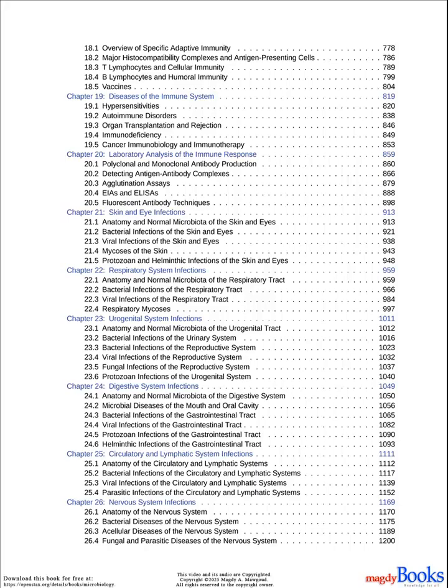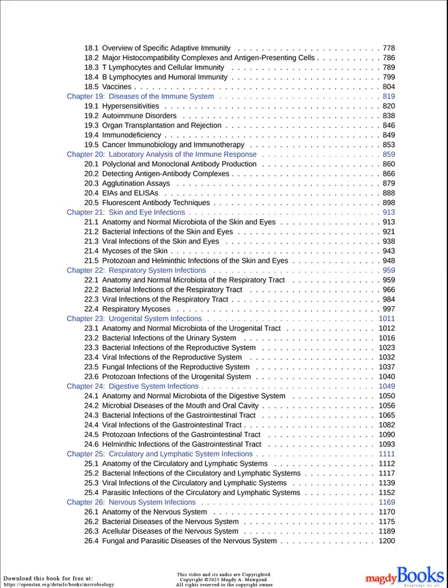23.1. Anatomy and normal microbiota of the urogenital tract. 23.2. Bacterial infections of the urinary system. 23.3. Bacterial infections of the reproductive system. 23.4. Viral infections of the reproductive system. 23.5. Fungal infections of the reproductive system. 23.6. Protozoan infections of the urogenital system.